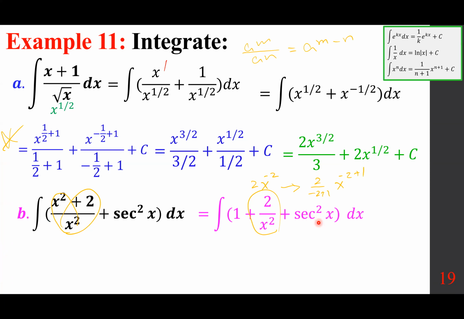And if you remember, the derivative of tangent is secant squared. Therefore, the answer is tan x and a constant for the last part. The derivative of tan is secant squared. The derivative of tangent is secant squared. Therefore, the integral of secant squared is tan x.